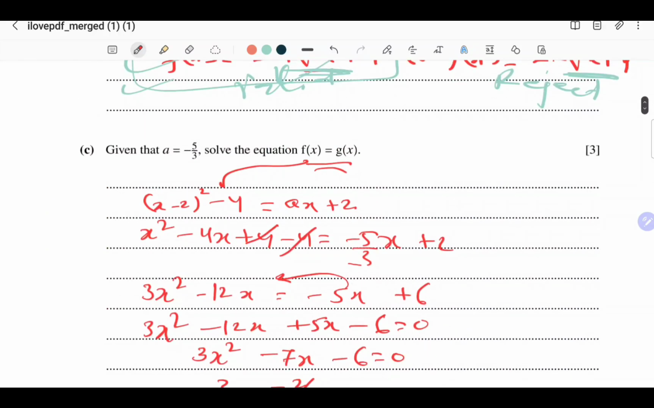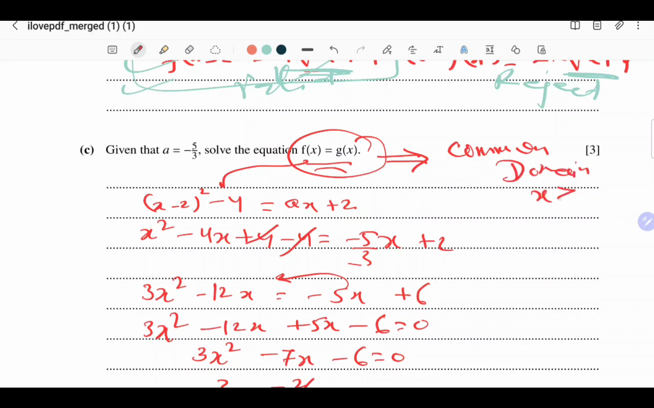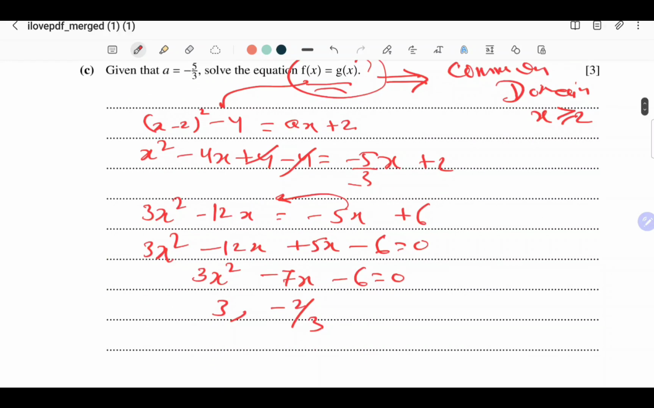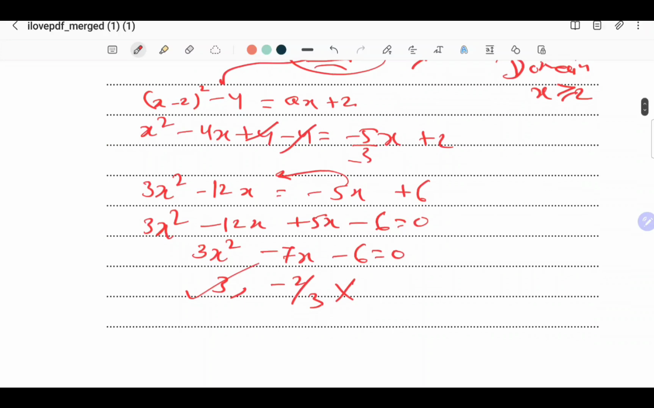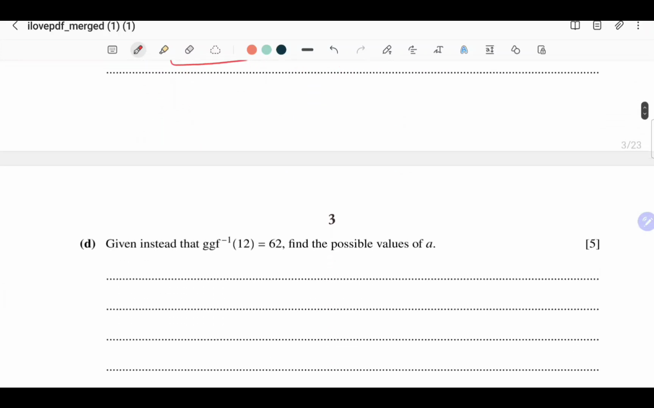So guys, when we discuss these two together, we have to think about the common domain, which is x greater than or equal to 2. So x = 3 is valid, but minus 2 over 3 is invalid. So x = 3 is the right answer only.